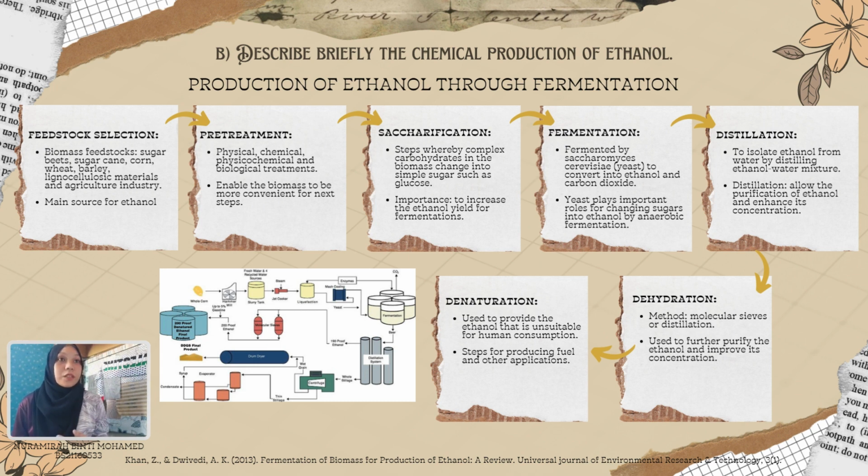Distillation is used to isolate ethanol from water by distilling the ethanol-water mixture. It allows the purification of ethanol and also enhances its concentration. Dehydration is a method whereby water molecules are removed, used to further purify the ethanol from the distillation in order to improve its concentration. Lastly is denaturation, which is used to make the ethanol unsuitable for human consumption. It is an important step to produce fuel and other applications.